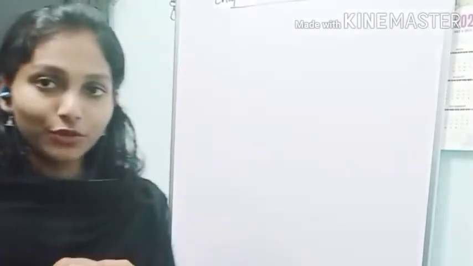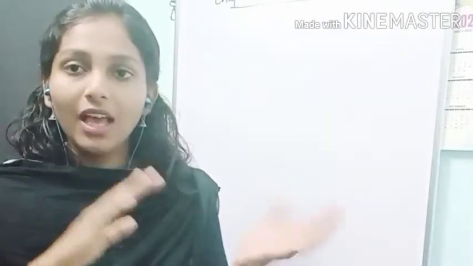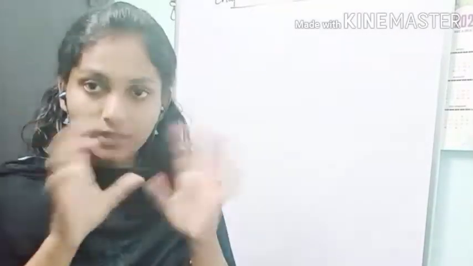Today we are going to study a new chapter, chapter 8, quadrilaterals. So what do you mean by quadrilaterals? Quadrilaterals means quadri and laterals. Quadri means 4 and lateral means sides. So combined together we get quadrilaterals, which means four-sided shape.